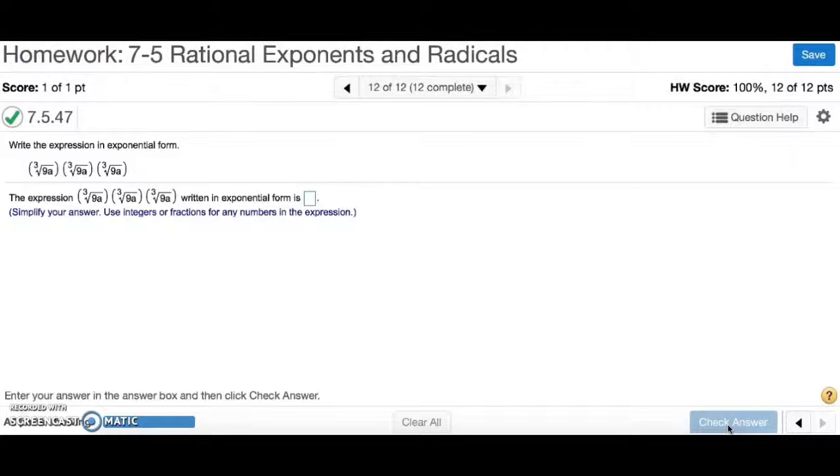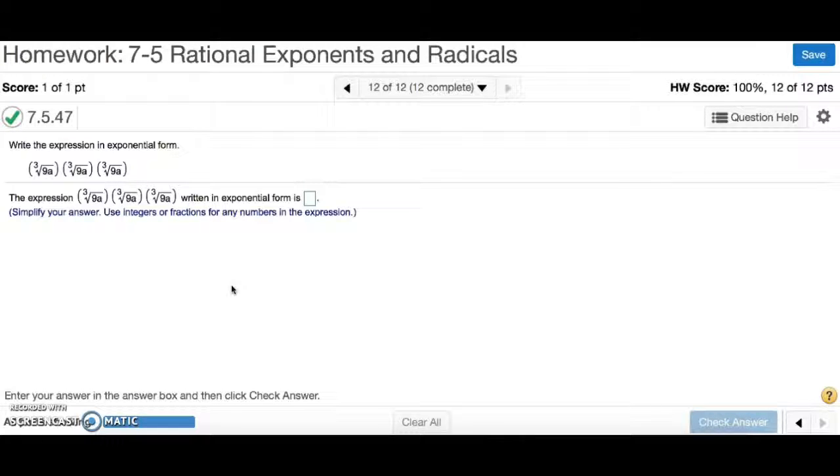Number 12 is asking you to write the expression in exponential form. Notice how these are exactly the same thing being multiplied to itself. Since I have 3 of them, multiplying that to itself 3 times will give me a perfect cube as my result. Since these are all cube roots, it is going to be asking me to take the cube root of a perfect cube. So that's going to give me a nice answer. In this case, it will be my radicand.